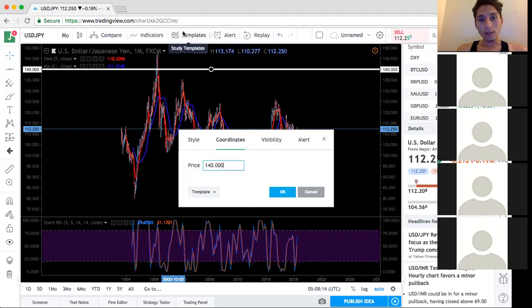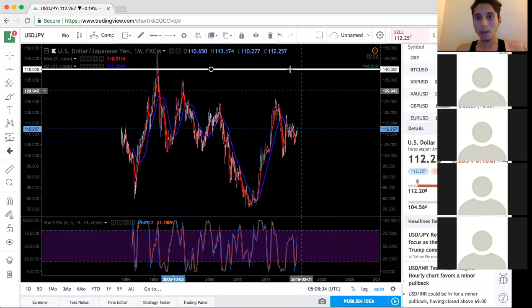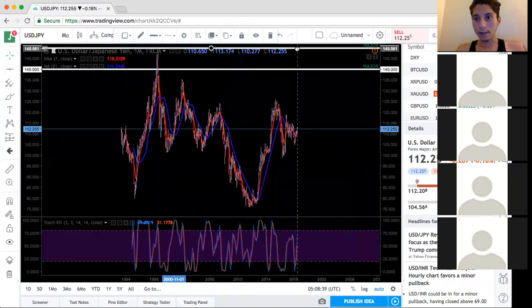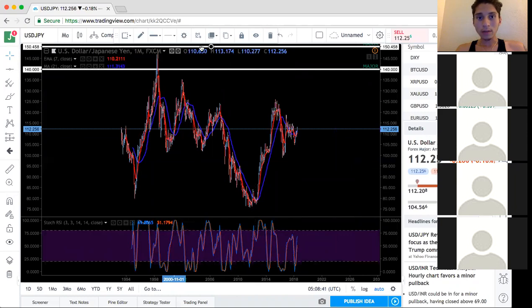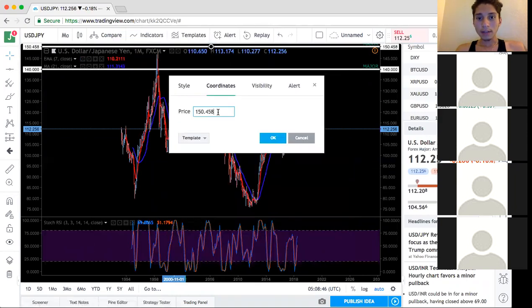And what we're going to do is adjust these settings. And here we're going to write major. Show text. We'll put it to the right. Top. Cool. So what I'm going to do is just copy this and then paste it down. I'm going to do this every 1,000 pips. So we're going to keep on pasting these and have these be a difference of 1,000 pips from each other.